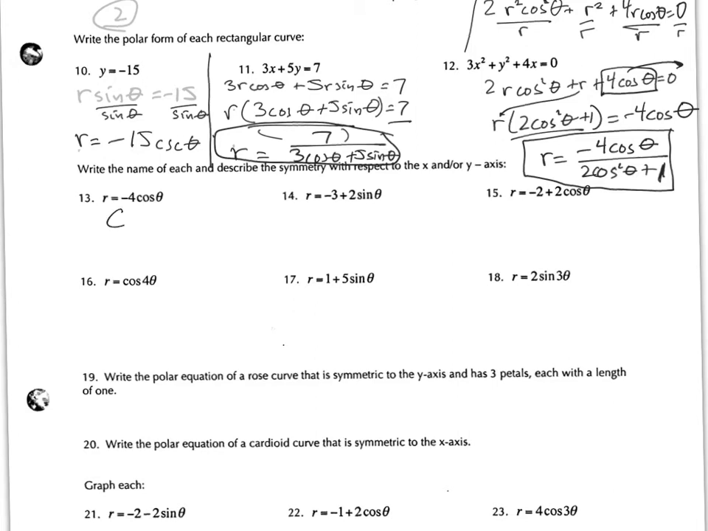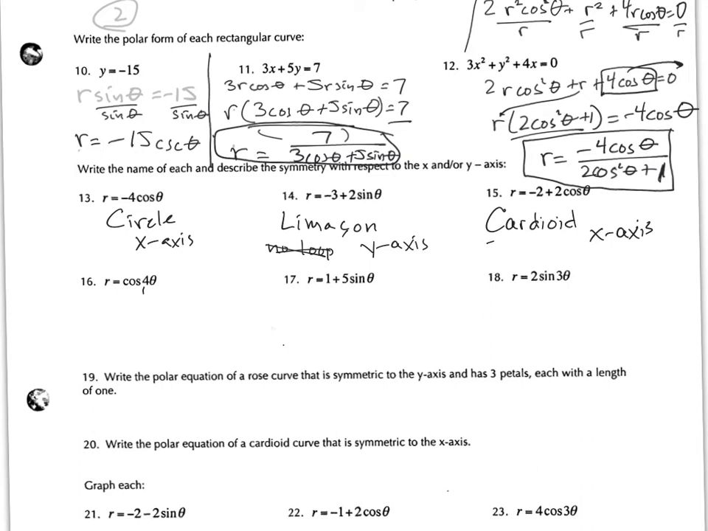So for number 13, this is a circle, and it has symmetry with respect to the x-axis. 14 is a limacon, and we have A larger than B, so this is no loop, which you do not have to include. You can just stick with the limacon. And then, of course, this has symmetry with respect to the y-axis. 15, they match, so this is a cardioid, like that. And then this has got cosine in it, so this has symmetry with respect to the x-axis.